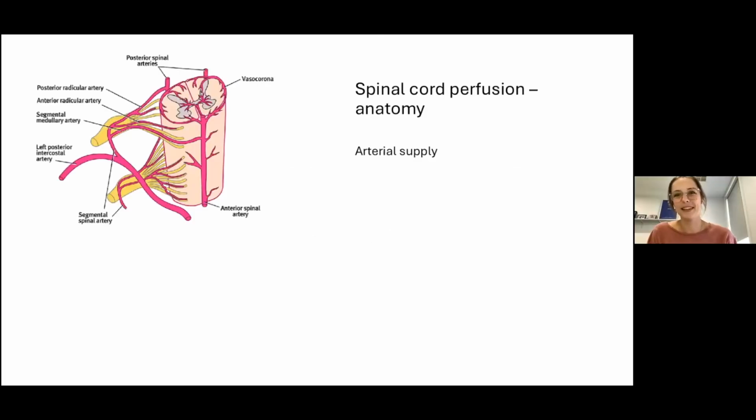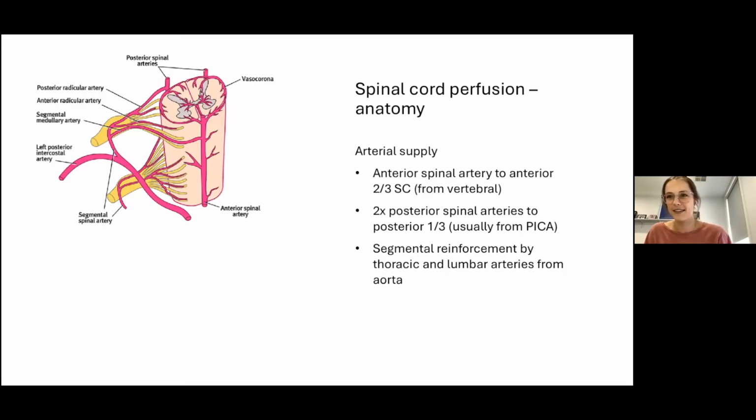Perfect, that's spot on. So that's exactly what we've got in this diagram here. And there is exactly what you said. So we've got our anterior spinal artery, which supplies that large chunk on the anterior 2/3. And then you've got your two posterior spinal arteries, which supply a smaller segment, posterior 1/3. And we've got that segmental reinforcement.